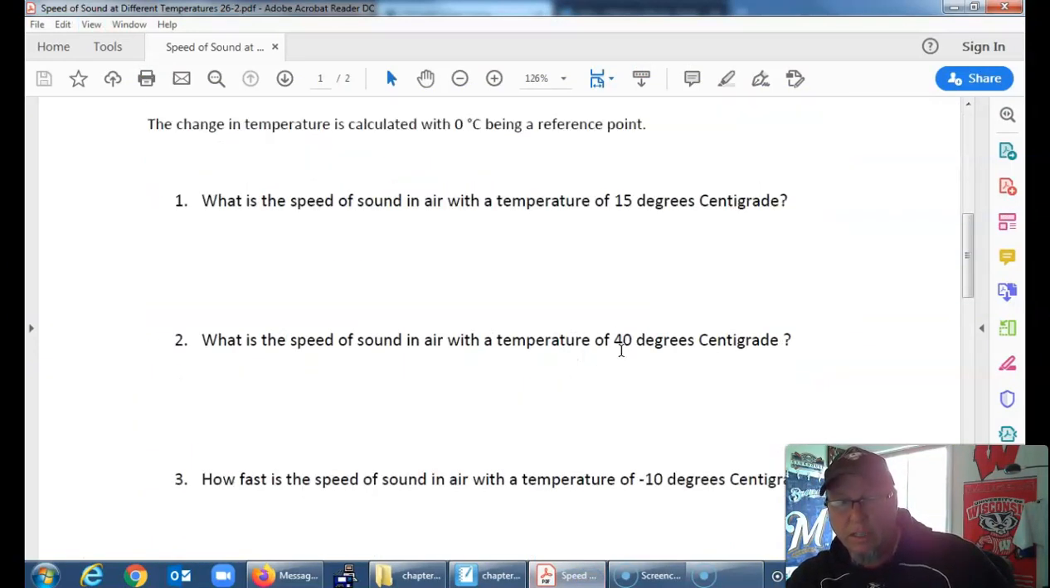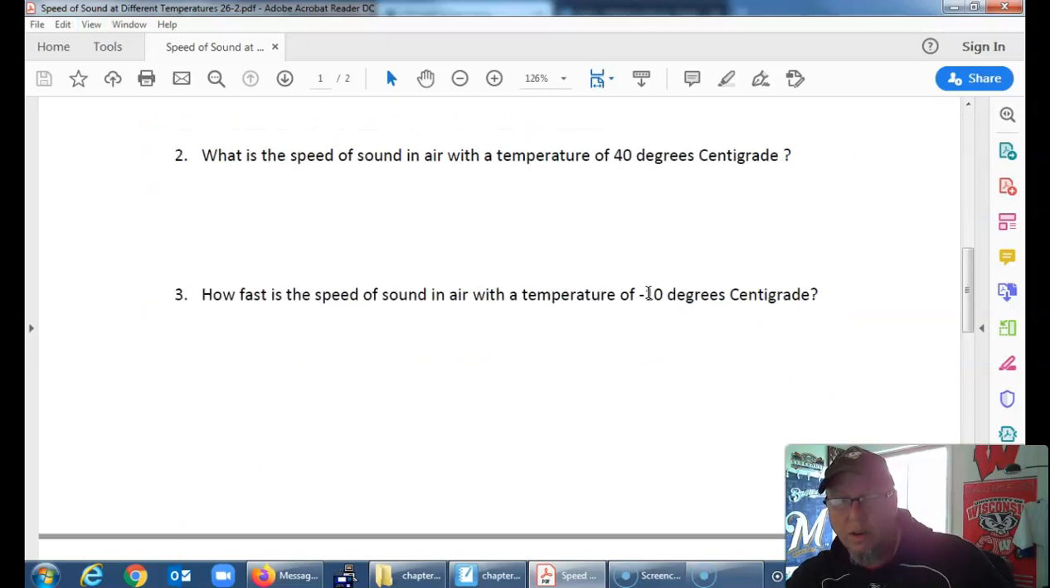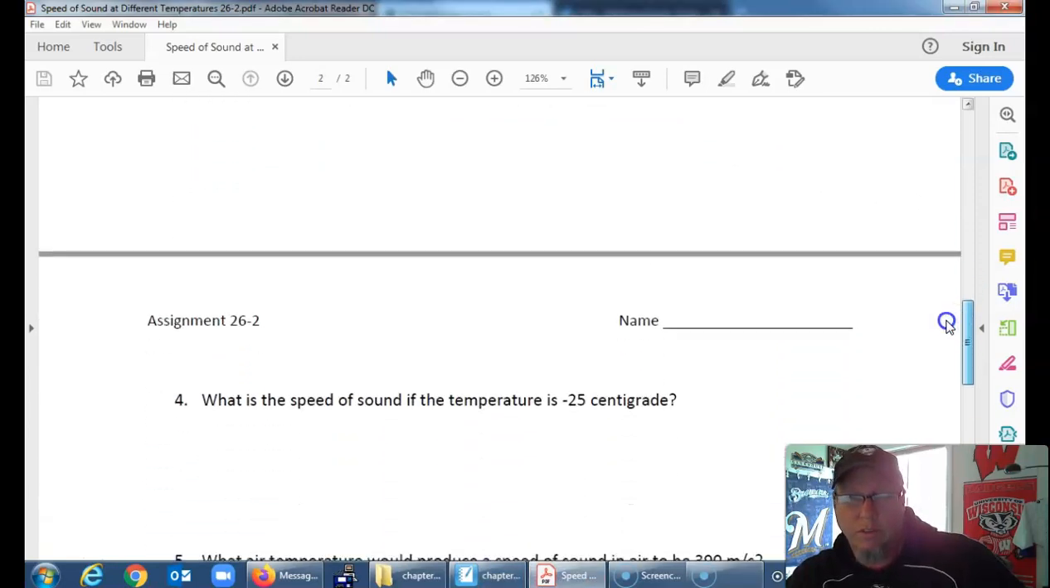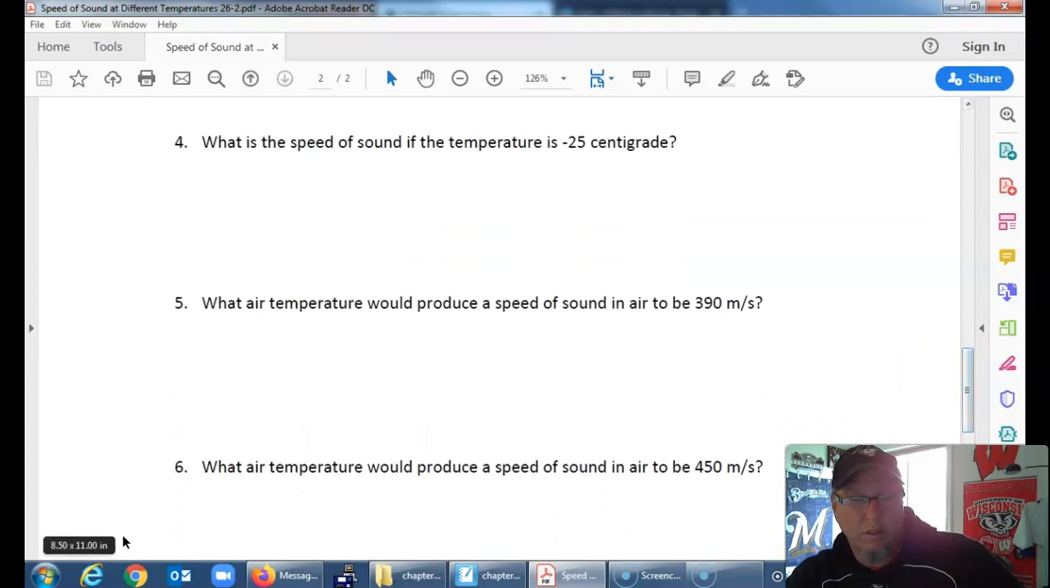So here's 15, here's 40, and then see the next two have negative temperatures. If you need to go back and rewatch that part of the video, you can do that. So just jump back and watch that again. I'm going to show you how you do the last 4 problems of this as well. So let me do another example here.